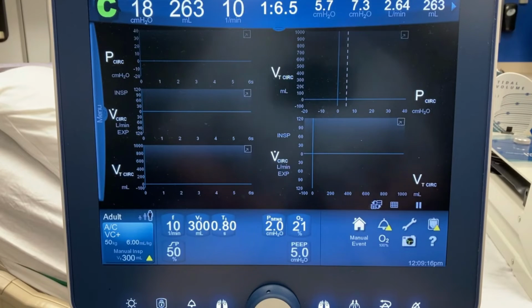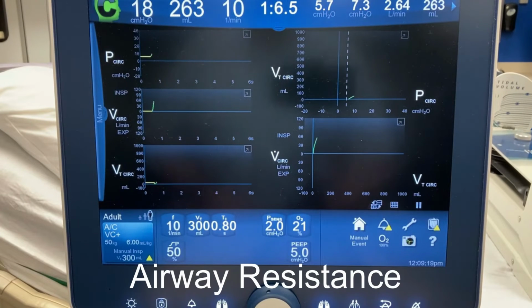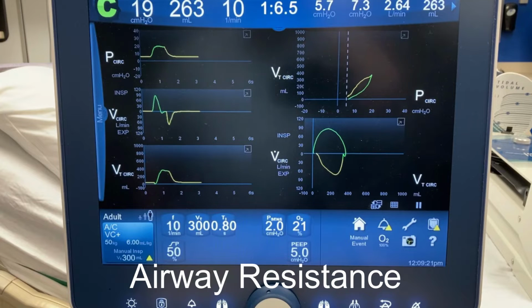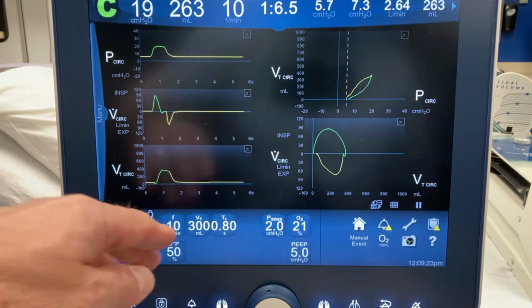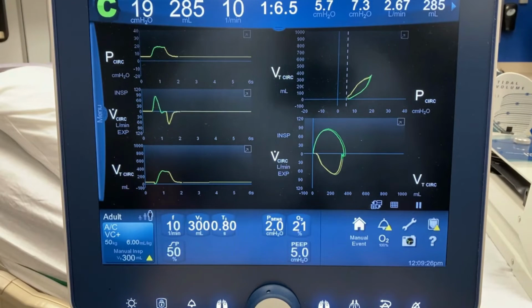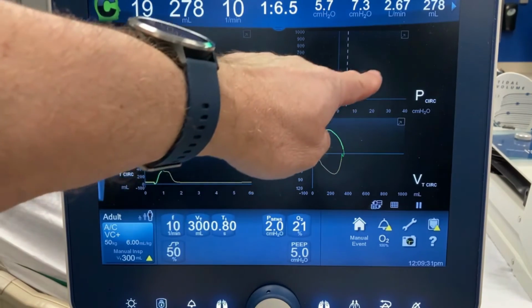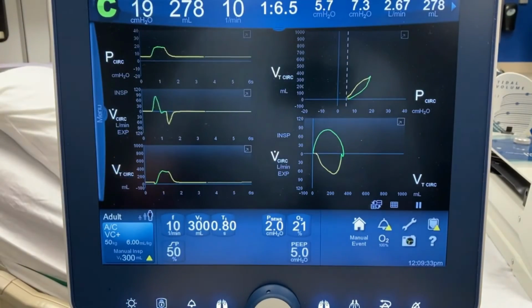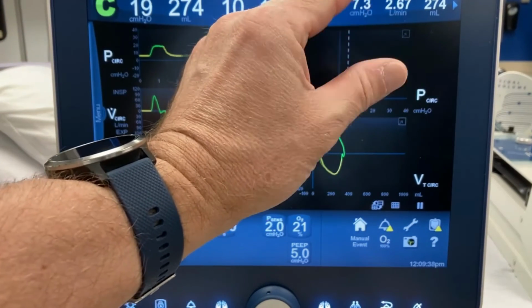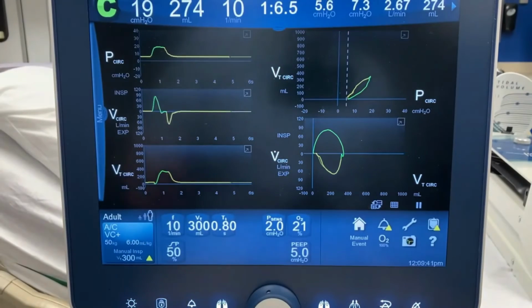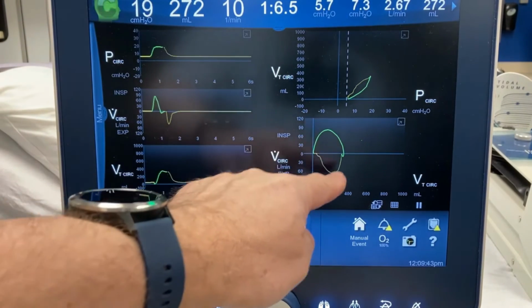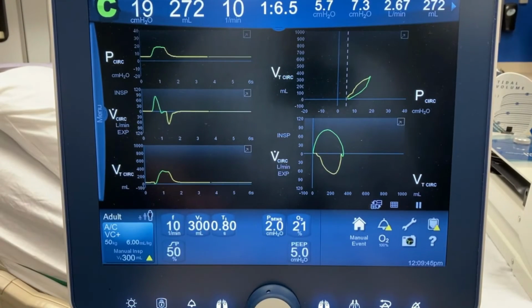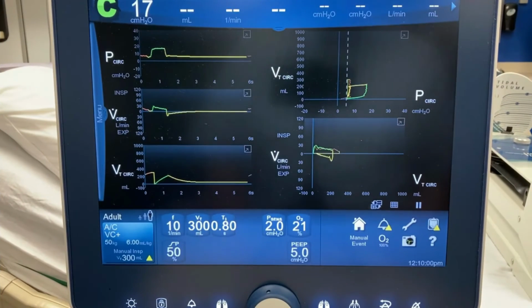All right, let's talk about airway resistance. So right now, you can see the settings here, and I have a pressure of 19. Take a look at what my pressure volume loop looks like. Note how fat it is, the distance between here and here. Okay, look at the shape of the flow volume loop. And I'm going to add a bunch of resistance now. Okay, let's look at what changes.